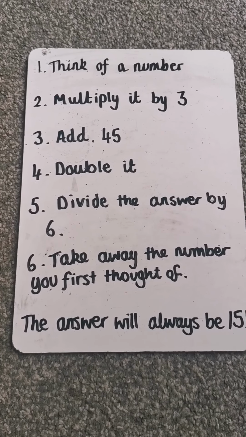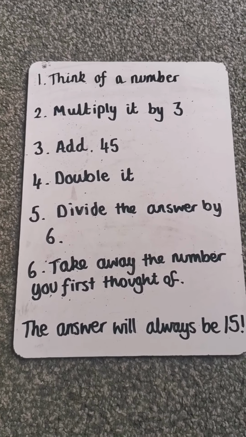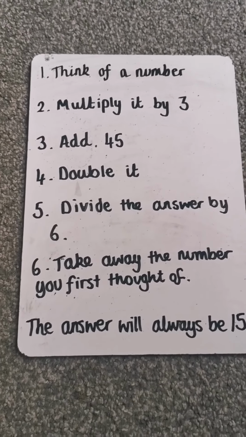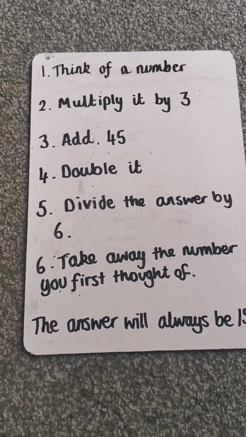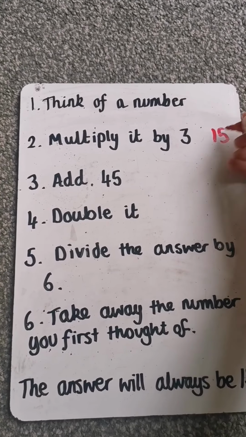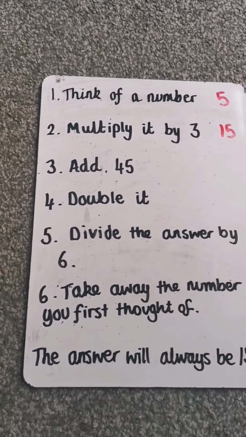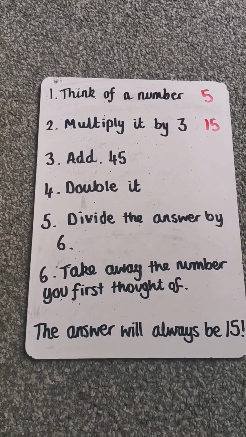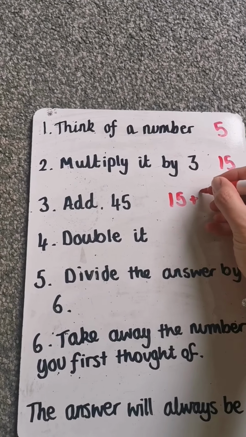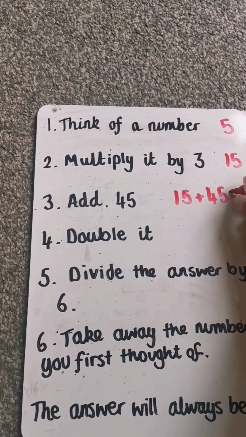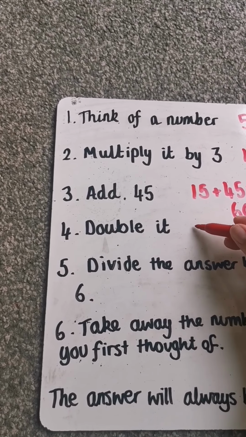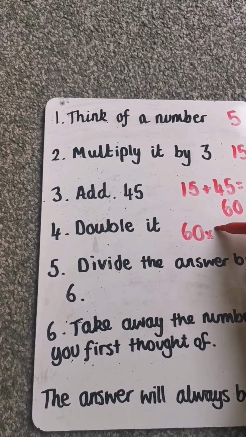Okay, for the next magic maths trick, you need to get the person to think of a number. So for me, I'm going to think of the number 5. Now I'm going to multiply it by 3. So 5 times 3 gives me 15. Now I need to add 45. So 15 add 45 equals 60. Now I need to double it. So 60 times 2 is 120.